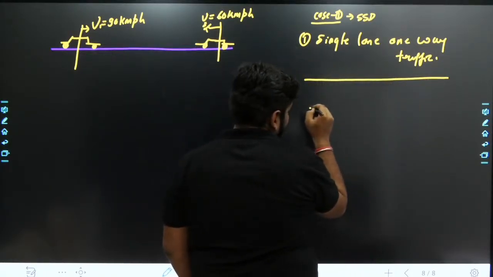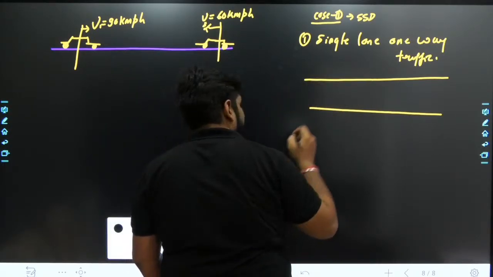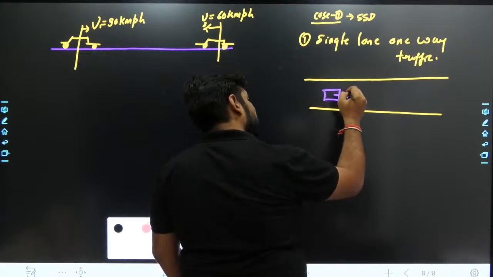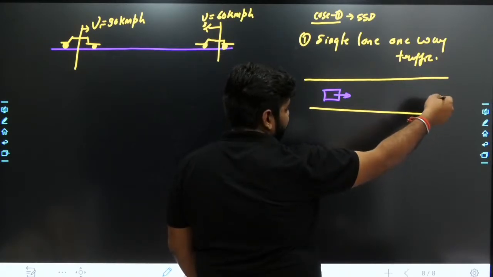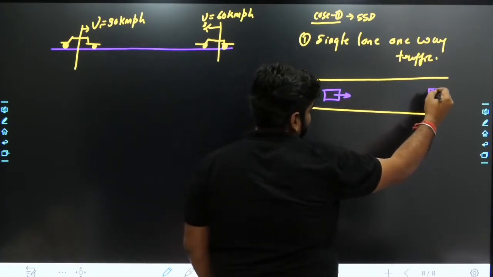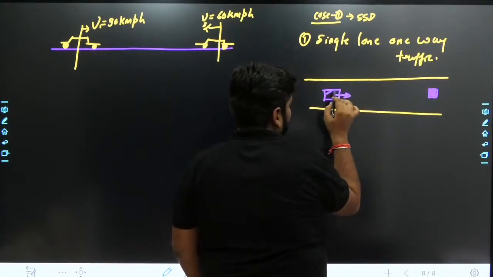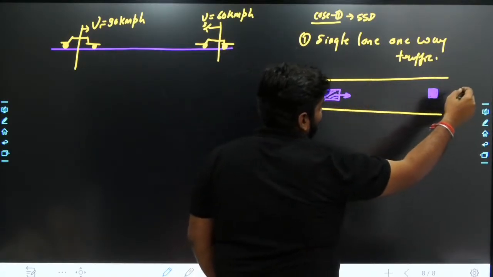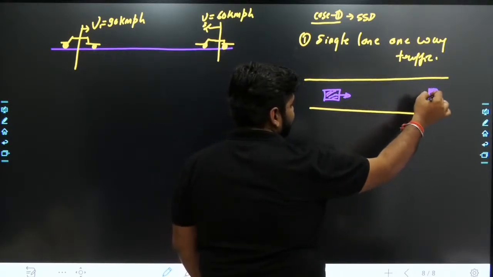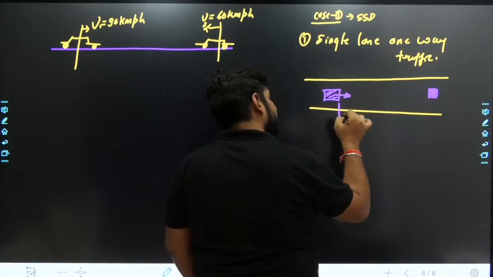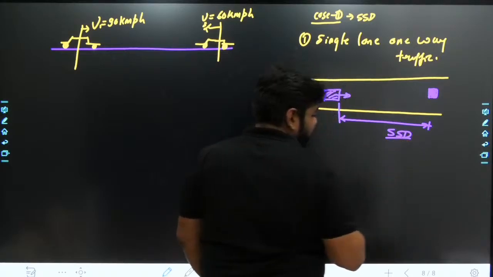This is your single lane, and on this your vehicle is moving. There is no particular object here. The only thing that comes here is some object, but this vehicle can't see any next vehicle coming from the opposite direction. So after seeing this object, the driver applies the brake and will take the minimum SSD, that is the stopping sight distance, to stop the vehicle.